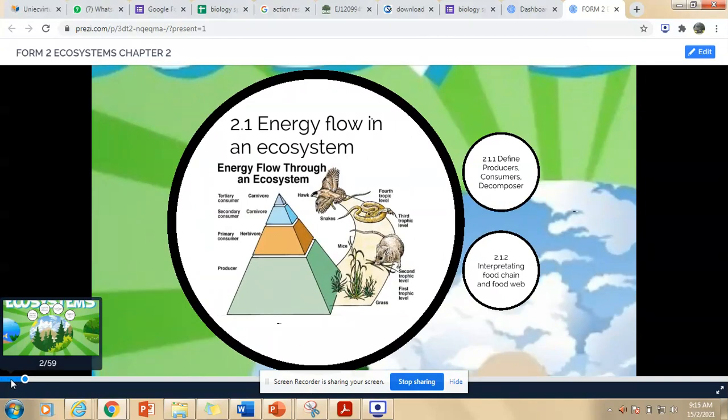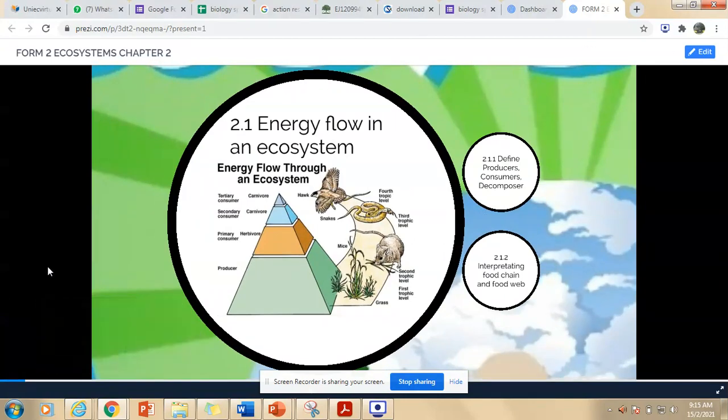So for this chapter, okay, we will learn about the ecosystem and what are the main components that make up ecosystems. Okay, the first thing that you need to know, ecosystem is made up from two main components.